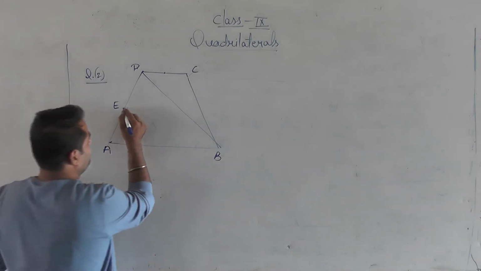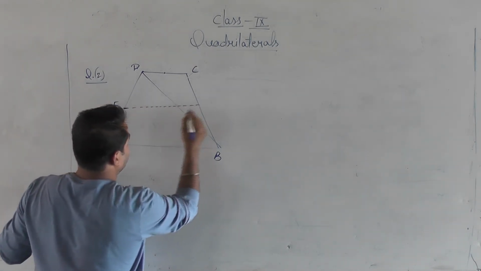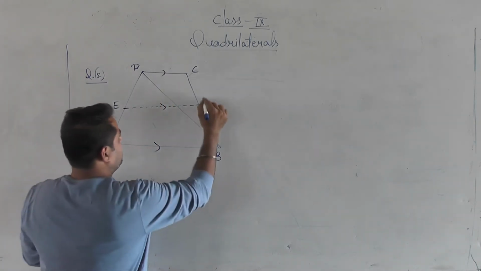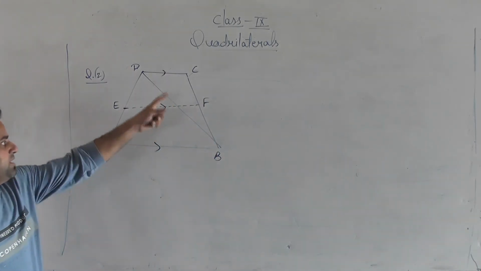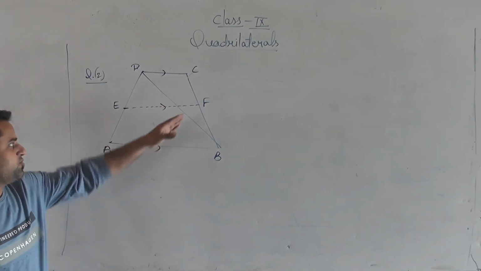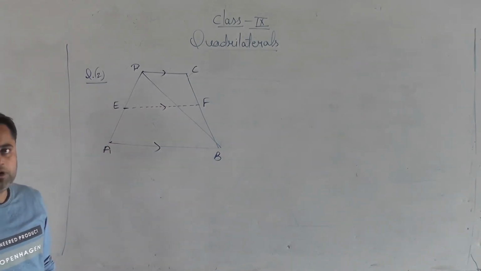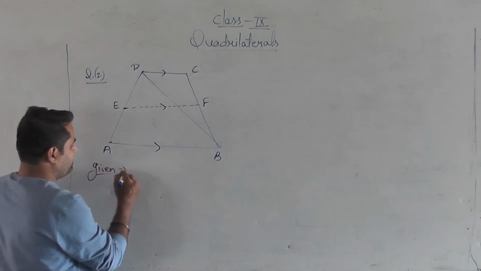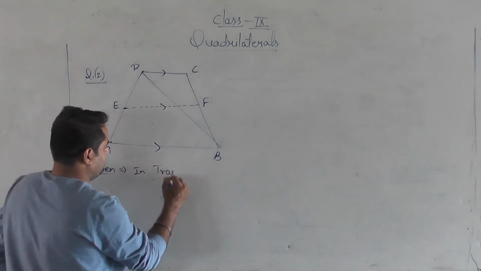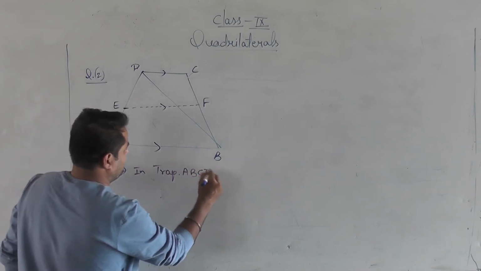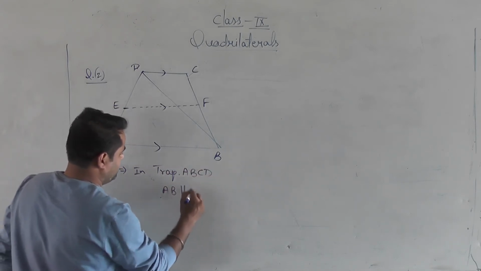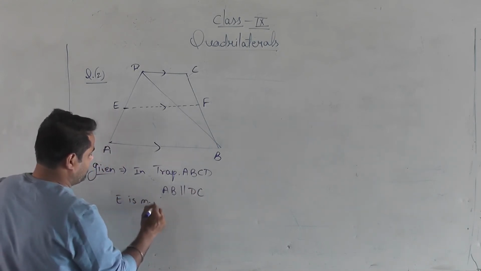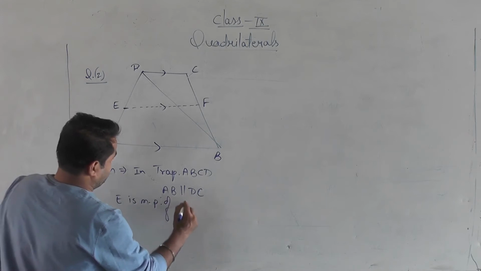So again, what we are doing here is drawing a line parallel to AB, which is parallel to CD as well, and here it meets BC at F. So we need to show that F is the midpoint of BC. Let's see what is given to us. Given in trapezium ABCD, AB is parallel to DC, E is the midpoint of AD.